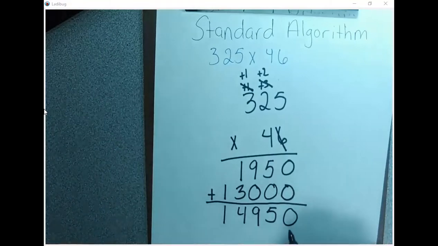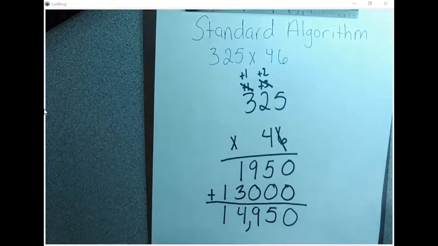Now, since this number is kind of long, there are certain places you put a comma. The comma goes starting from the back between every third and fourth number. For example, 1, 2, 3, 4. So between numbers 3 and 4, I put a comma. So 1, 2, and no more commas are needed. So now the proper way to say this is 14,950. And that's how you would do a standard algorithm problem.